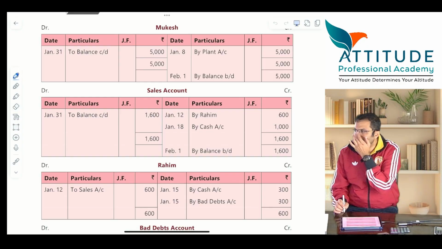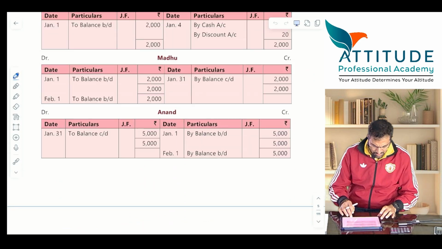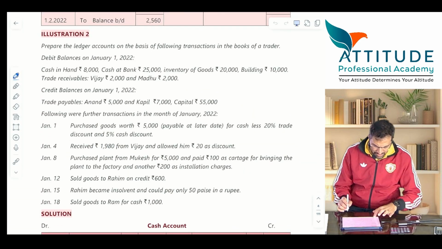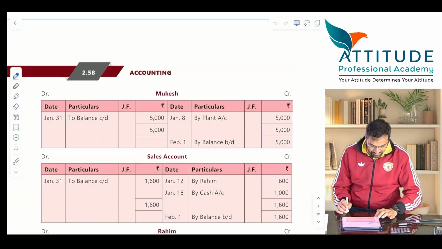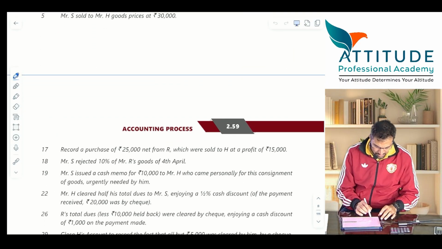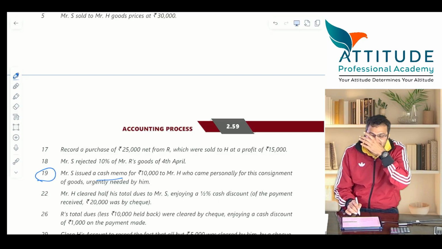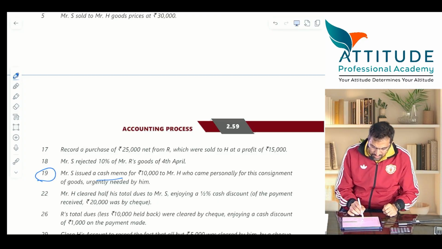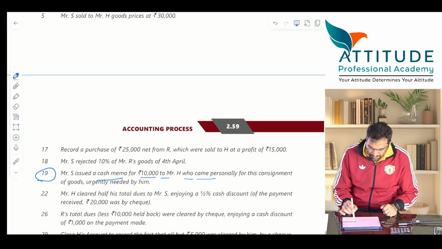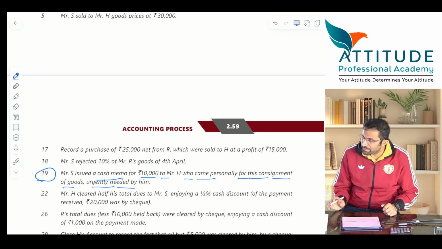What is that? Cash? कहाँ है? Okay, there is some problem in illustration 3. 19th. This one, na? Okay. Mr. S issued a cash memo. Cash bill. Cash memo is nothing but what? A cash bill. How much? 10,000 to Mr. H, who came personally for his consignment of goods and urgently needed by him.